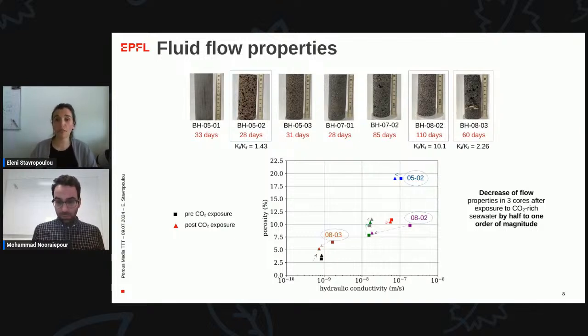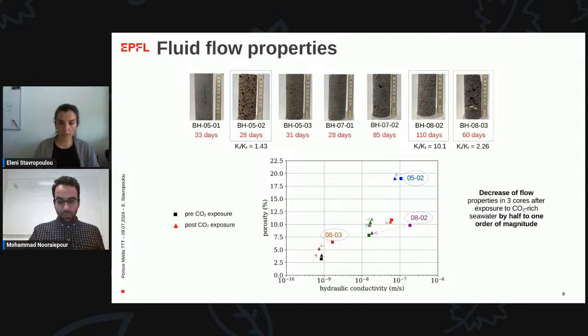For the given samples and the given durations, we were able, already after 2 months, to see some significant changes in flow. More precisely, we observed a decrease of permeability and conductivity by 2 or even 10 times after exposure to CO2, which is quite significant, in particular using seawater. Okay, these are the results themselves as we obtained them from the lab.